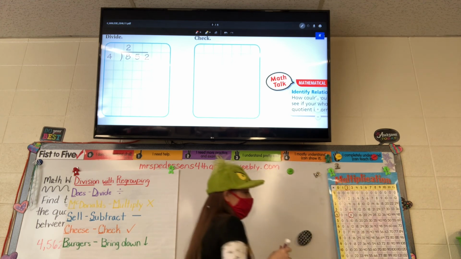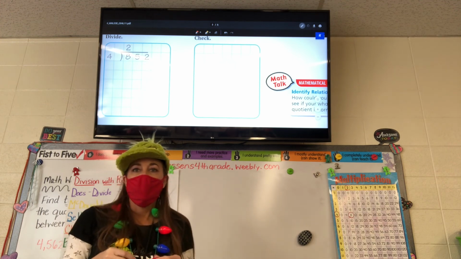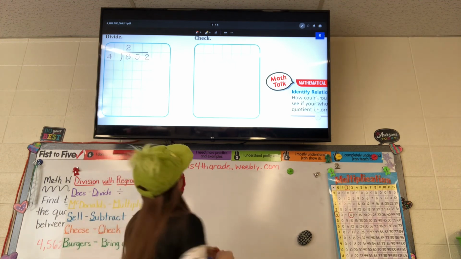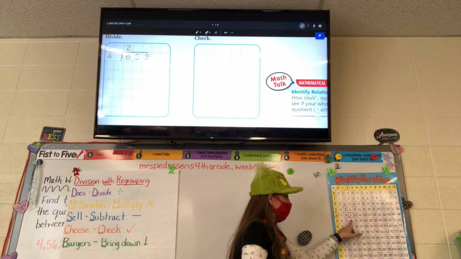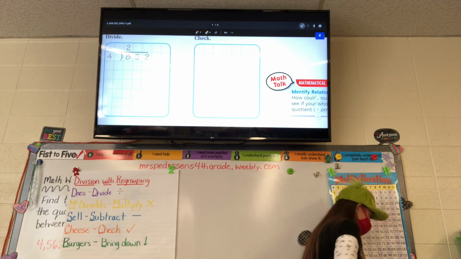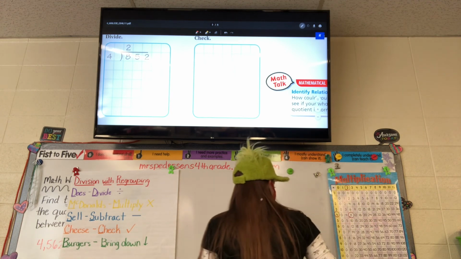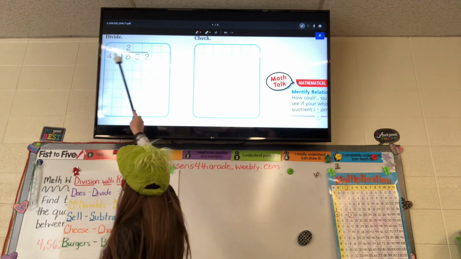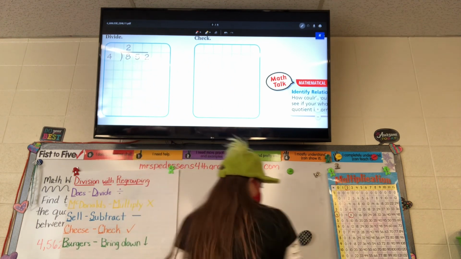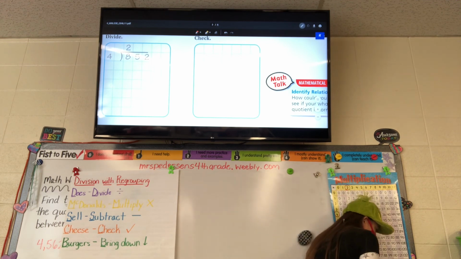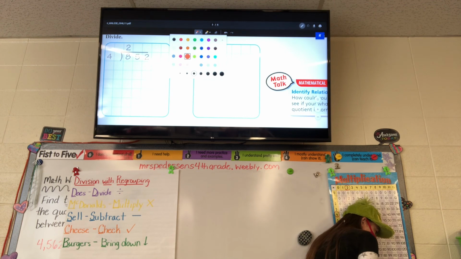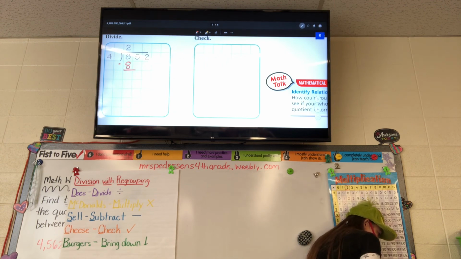What are we going to write on top? 2. They've already written it for us, right? What goes underneath? 8. Because 2 times 4 equals 8. Okay, so we write that 8 underneath, and we subtract. 8 minus 8 is 0. Is 0 less than 4? Yes. So we can bring down the 5.